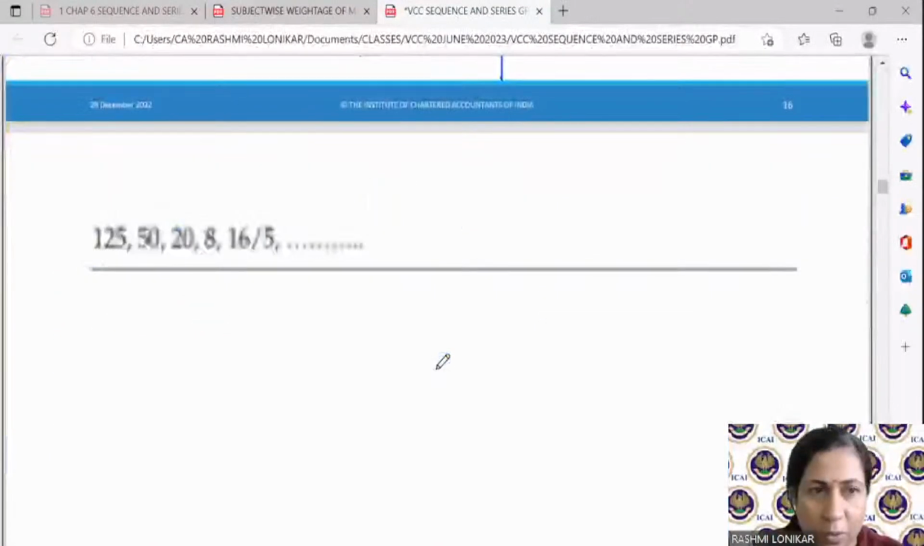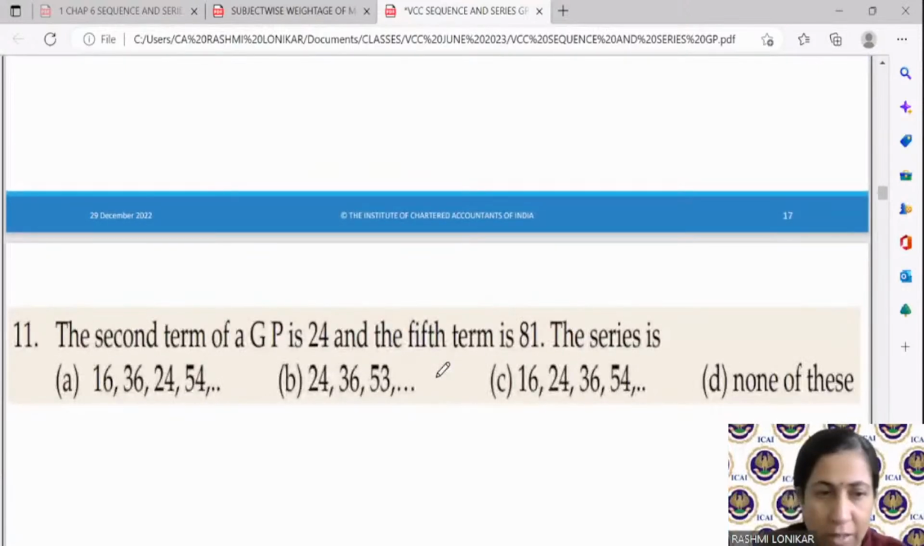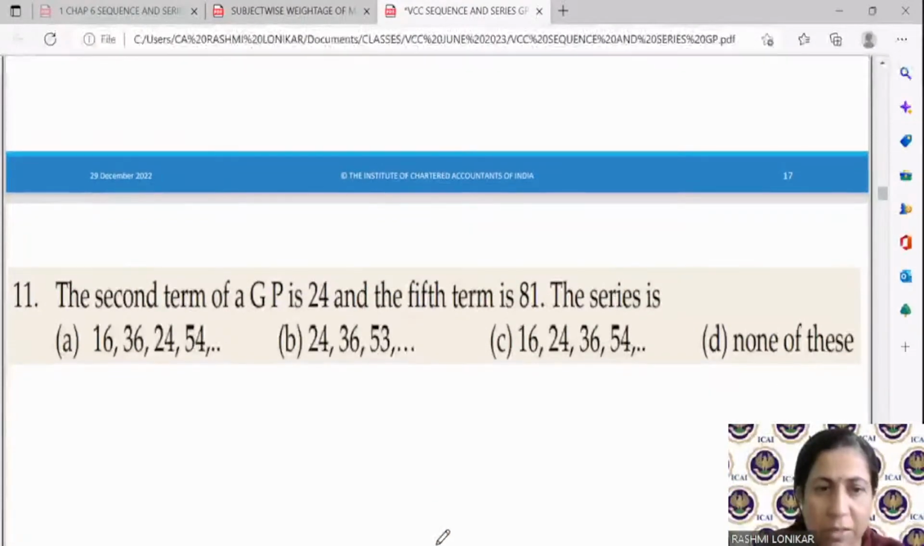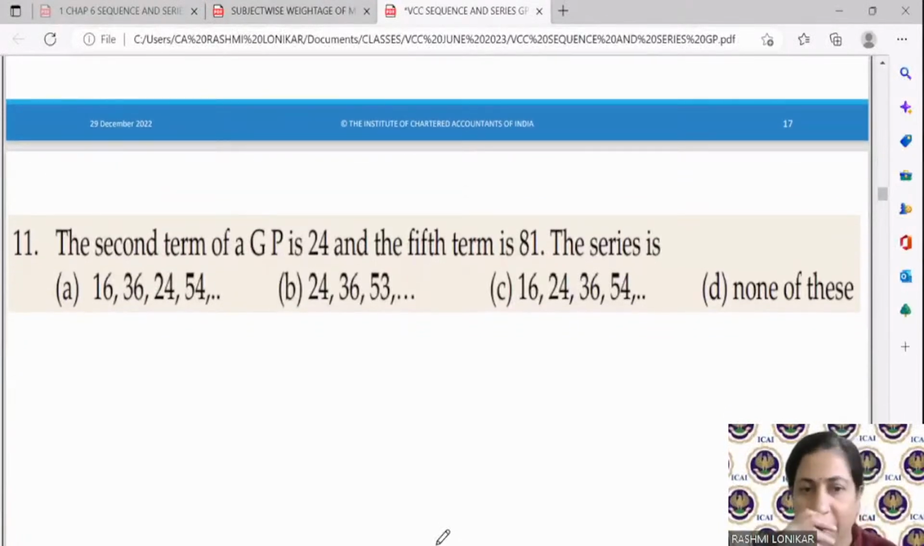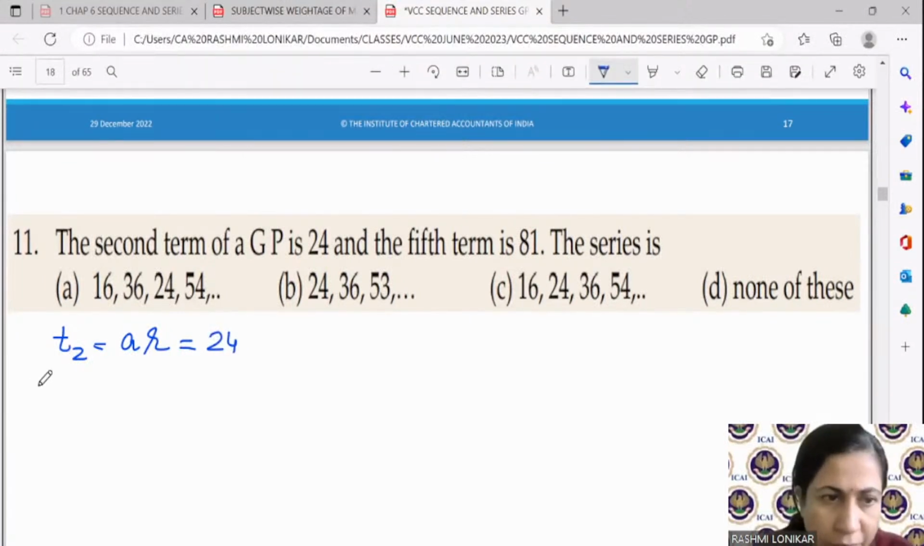Now, next sum we are doing is 125. Oh, this is the answer. Then we'll be doing the second term of a GP is 24 and the fifth term is 81. Find the series. Okay. Second term. T2 is what? AR. AR is equal to 24. And fifth term, T5, which is equal to AR raised to 4 is equal to 81. This is my first equation, second one.